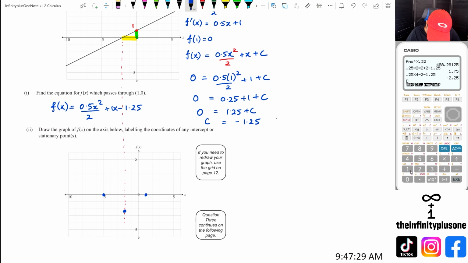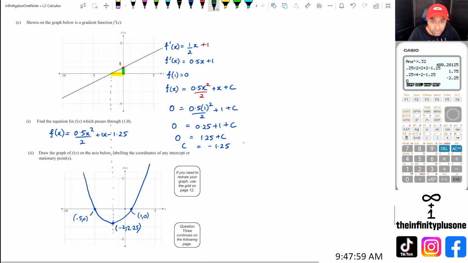Just because I've got labeling the coordinates of any intercepts or stationary points, I think these are the parts that I want. So I'm going to roughly draw my graph and put this as 1, 0. Put this as negative 5, 0. And the turning point here as negative 2, negative 2.25. Yep. And I've given everything that I need.